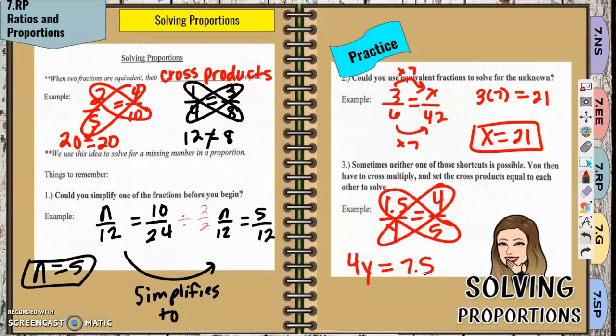Now I have created a one-step equation, and we know how to solve this. I'm going to divide by 4 on both sides. And that leaves me with y equals 1.875.